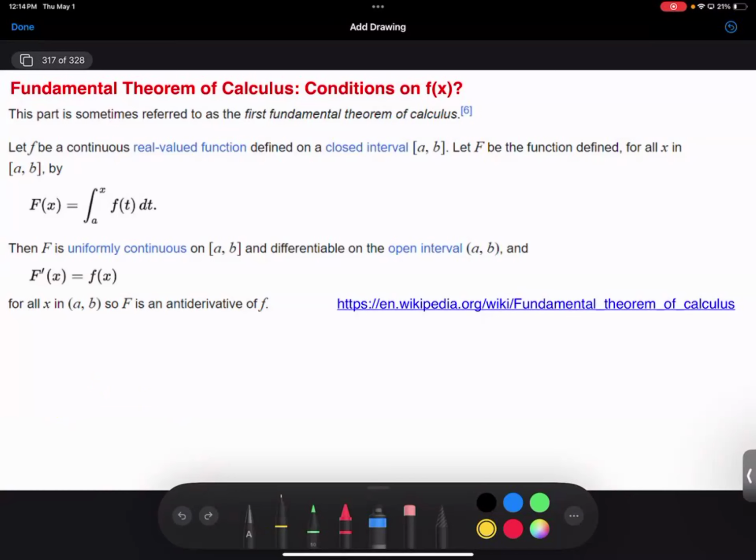So it says the area under the curve is the antiderivative at b minus the antiderivative at a. So this is from Wikipedia. I don't like this version.